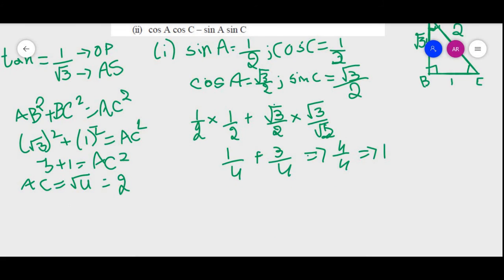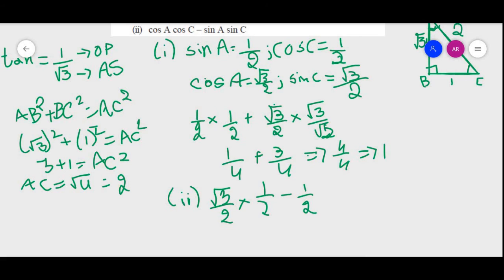So let us solve our second bit. In the second bit we have to find cos A into cos C minus sin A sin C. So cos A value we have already found before. It is root 3 by 2. So it's going to become root 3 by 2 into, and cos C value also we have found before as 1 by 2, and then minus sin A. So what is the value of sin A?